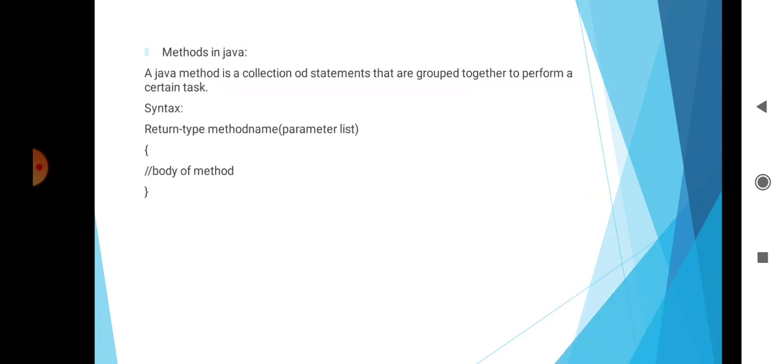A method in Java is a collection of statements that are grouped together to perform a certain task. These are the Java methods. For example, the syntax of methods in Java: return type, method name, parameter list, then the body of the method.